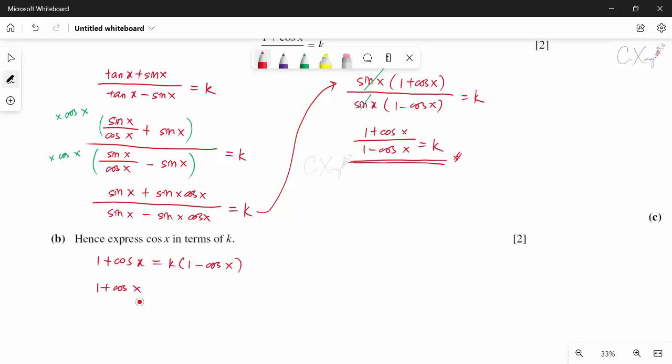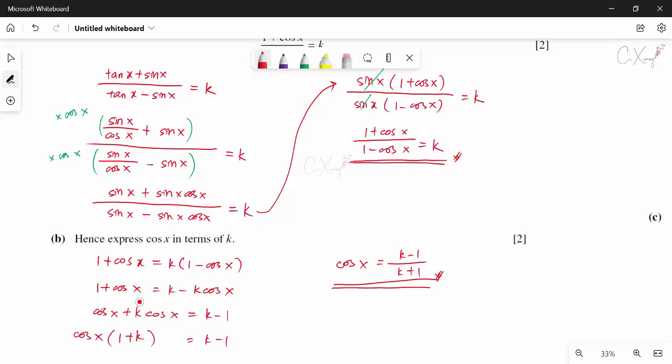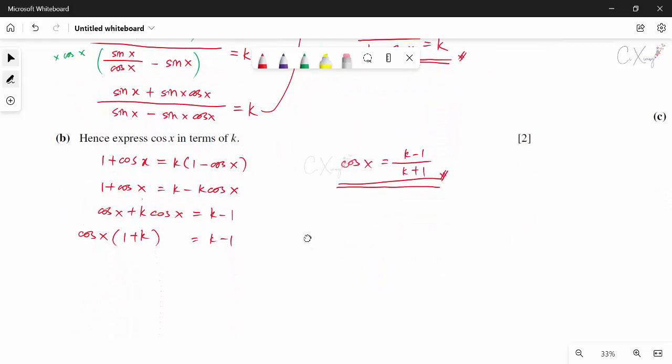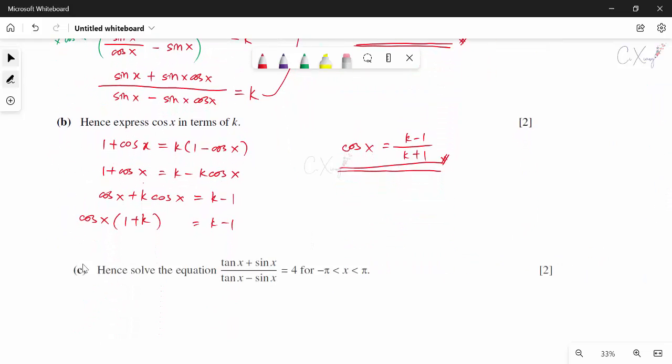So I'm having this. Okay, so cos x plus k cos x equals k minus 1. I can factorize out the cos x so that I can keep it on the left hand side later. So cos x can be written as k minus 1 divided by 1 plus k, or k plus 1. All right, so this is what we have for cos x in terms of k. And now we can proceed to part C.